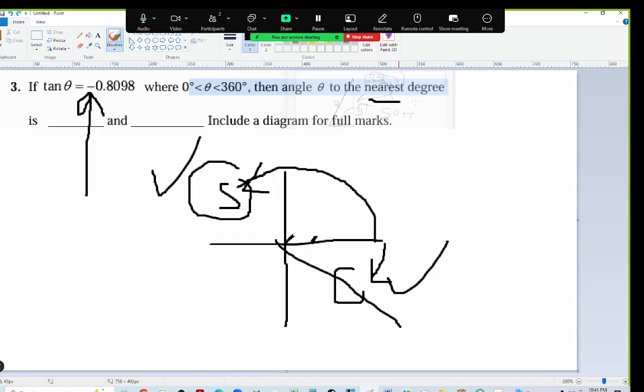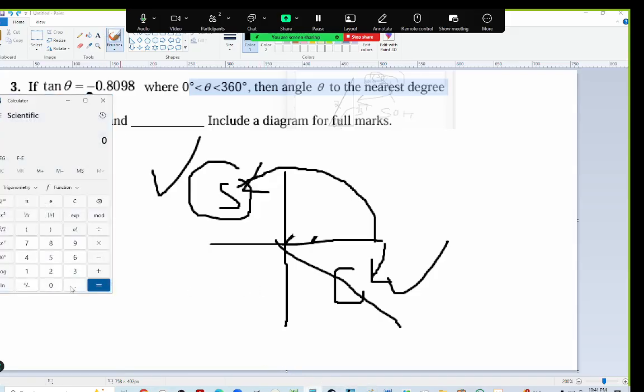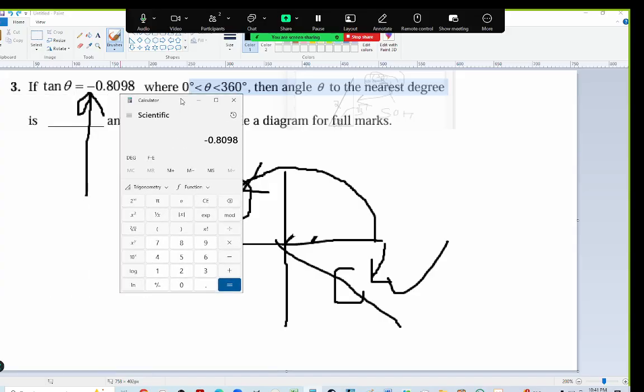The nice thing about nearest degree is we can just take our calculator and do arctan to figure out what angle we're talking about. If I'm going too fast, just say, no, you've got to stop and go back. I take my calculator, I put in the tan that they've told me, and I go to my trig and do arctan to get the angle out of it.